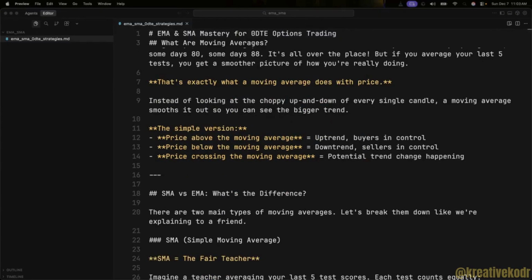A simple version: if the price is above the moving average, we have an upward trend. The buyers are in control, right? So let's break that down a little bit more. The price is above the moving average. So if the price is above the moving average, again, we have that upward trend. Bulls, or the buyers, are in control, right? So if there's a bullish market, we have an upward trend, if the price is above the moving average.